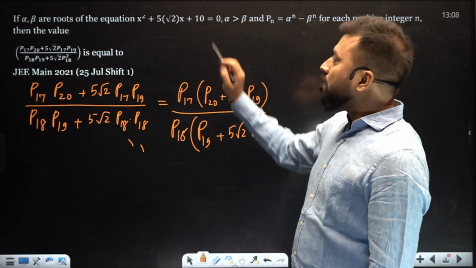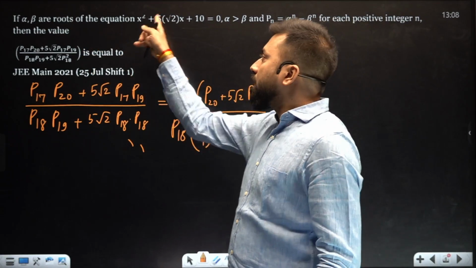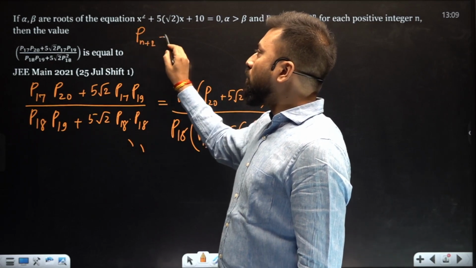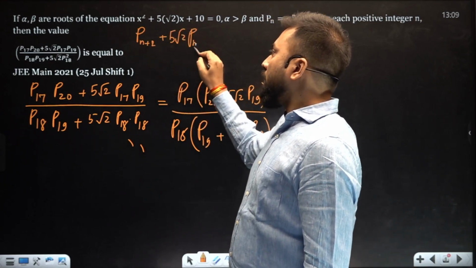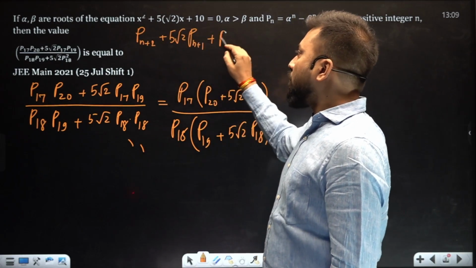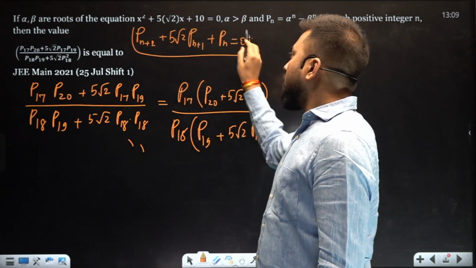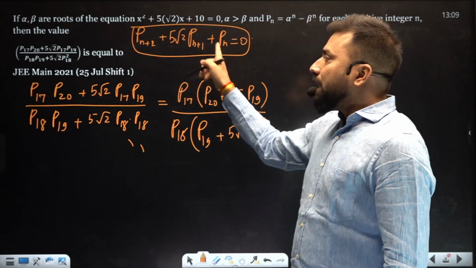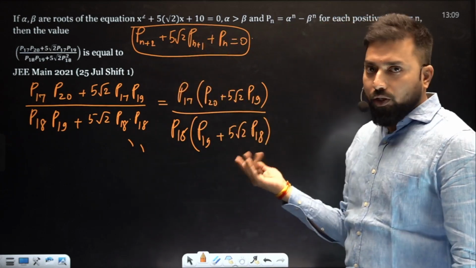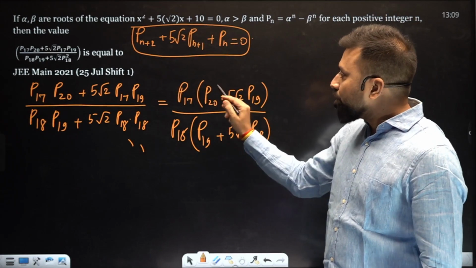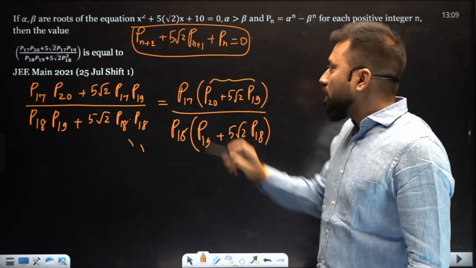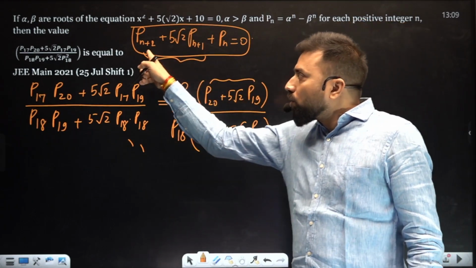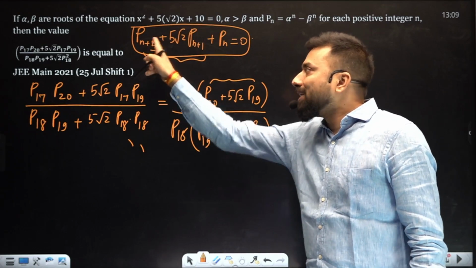Now, see, if we apply Newton's identity in this one, what we'll get is A is 1, right? So we'll get Pn plus 2 plus 5 root 2 Pn plus 1 plus Pn is equal to 0, right? In this one, we can put n equals 17, 18, 19, 20, whatever we want. From here, see, if we observe this particular expression, you can understand that the value of n which we have to put over here, n plus 2 has to be equal to what?